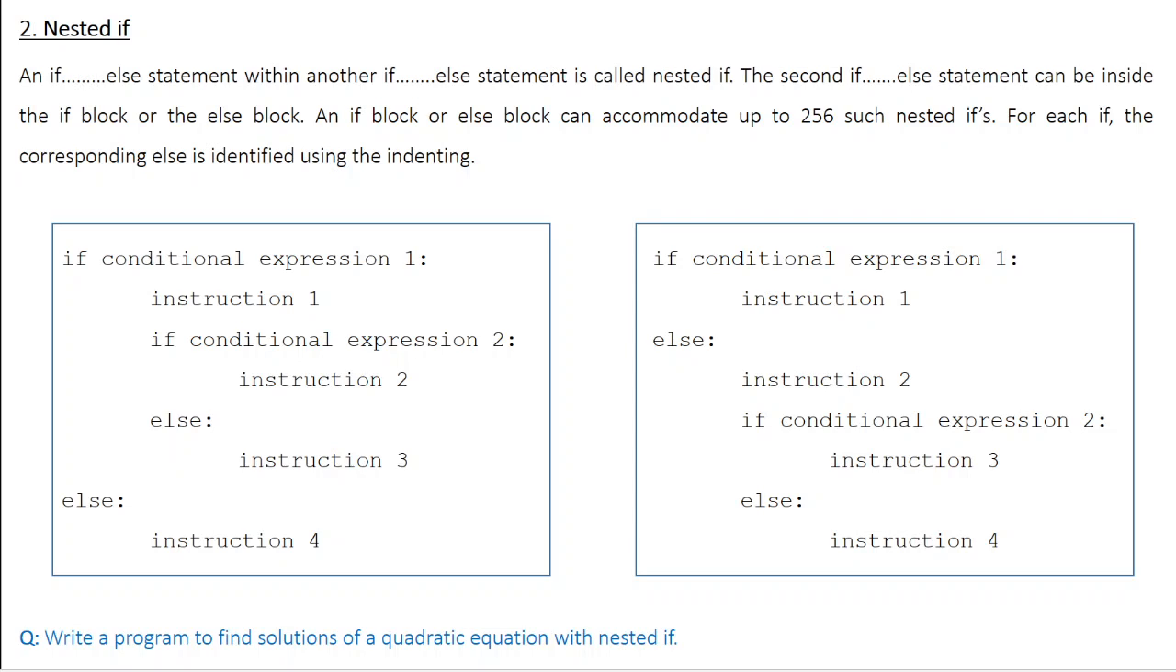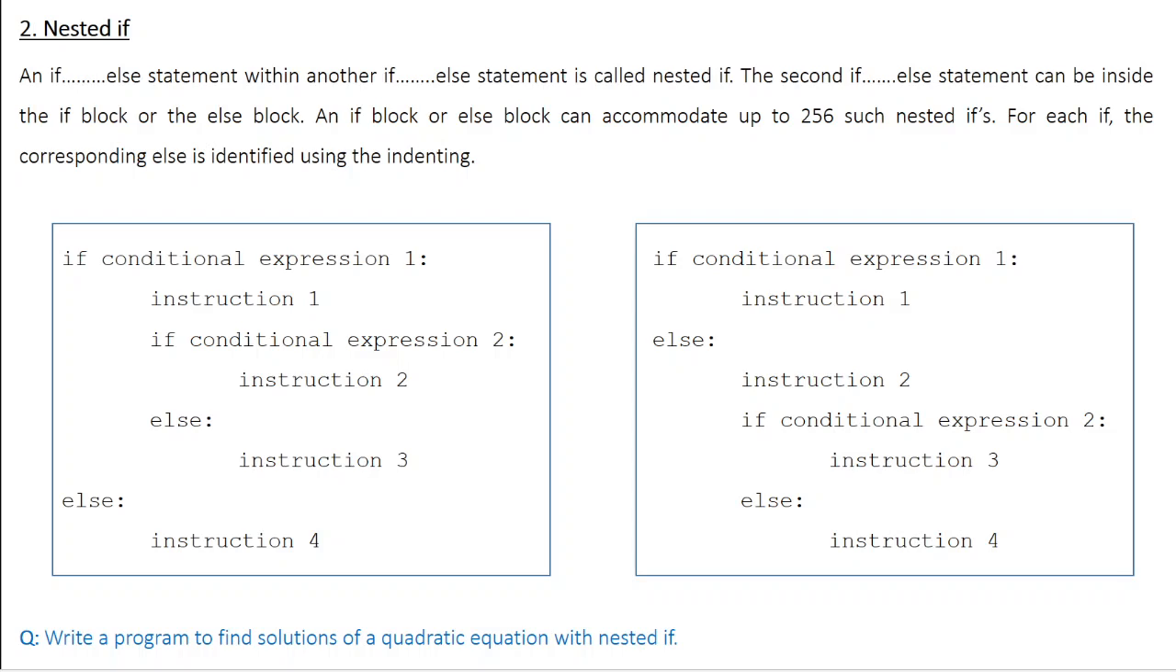So you can club a large number of if-else statements using nested if, and an if block or an else block can accommodate up to 256 such nested ifs. Predictably, as the number of such blocks increases, the program gets more and more complex.